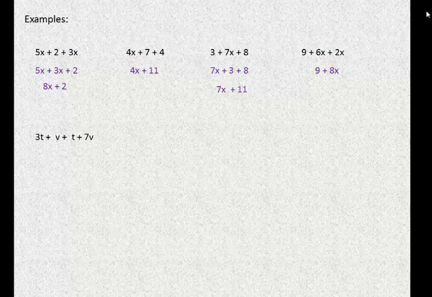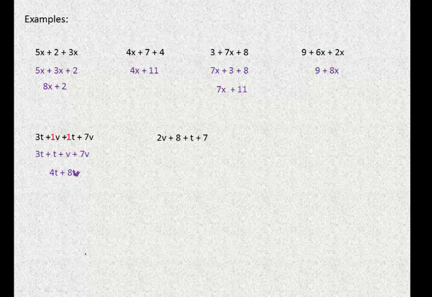3t plus v plus t plus 7v. If there's no number on the variable, it's an invisible 1. So this is the same as 3t plus 1v plus 1t plus 7v. So I put the t's together and the v's together. 3t plus 1t gives me 4t. 1v plus 7v gives me 8 v's. Oh my goodness, that is meant to be a v. I didn't catch that. Sorry about that.